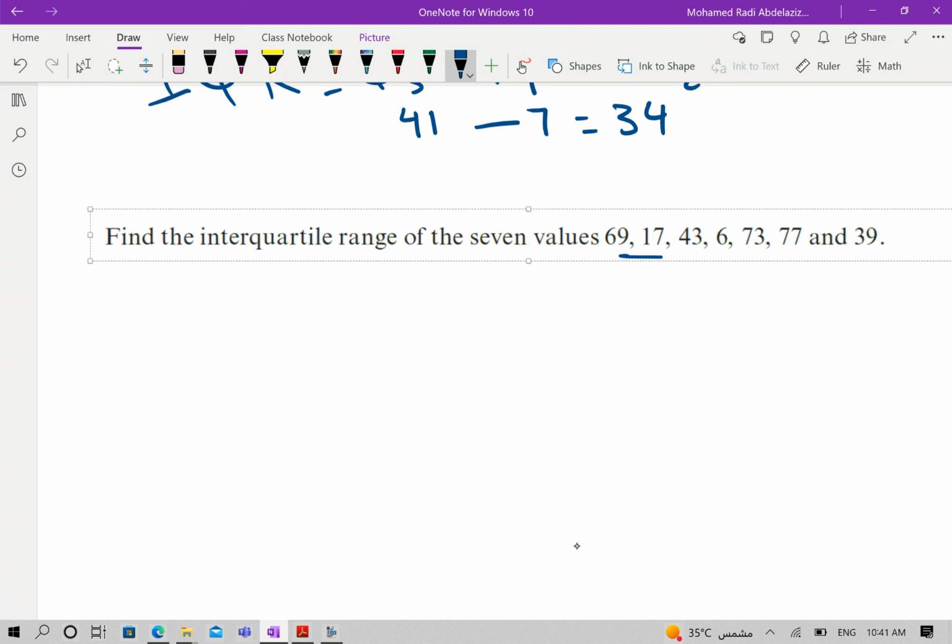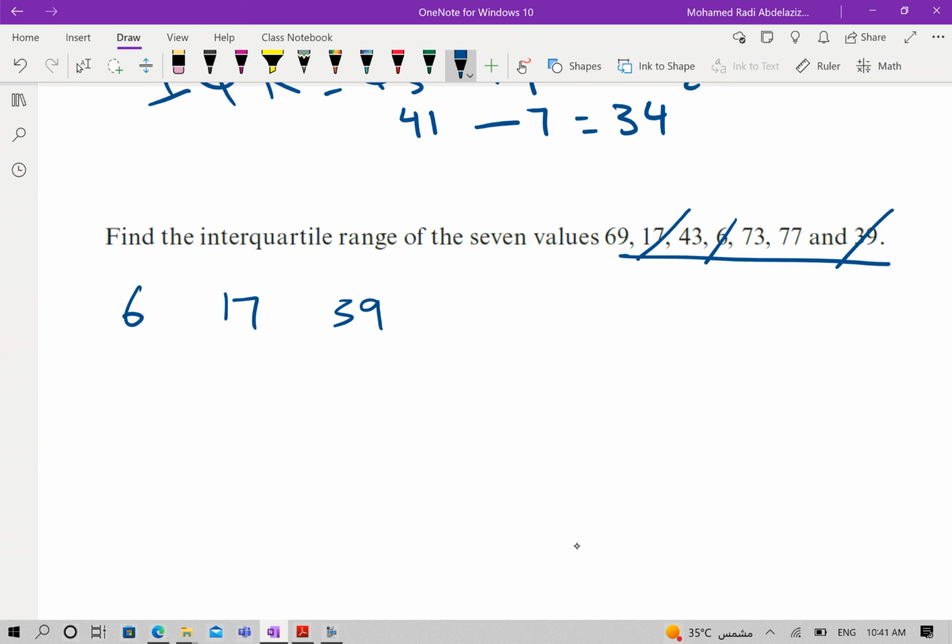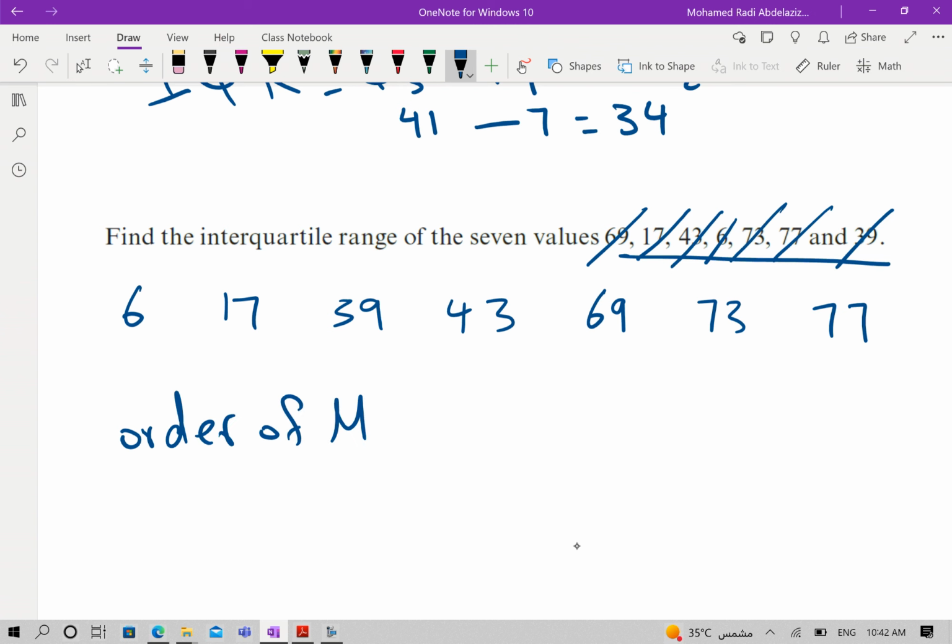Make sure the values are arranged ascending or descending. It's not arranged, so you have to rearrange. 6, then 17, then 39, then 43, 69, 73, and 77. Where is the median? The order of the median.